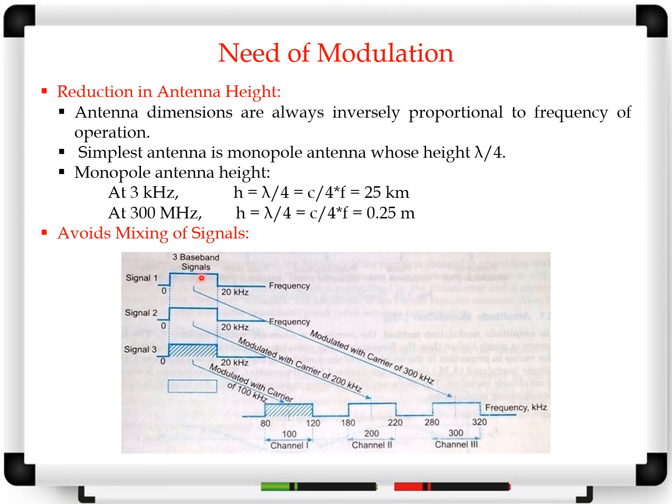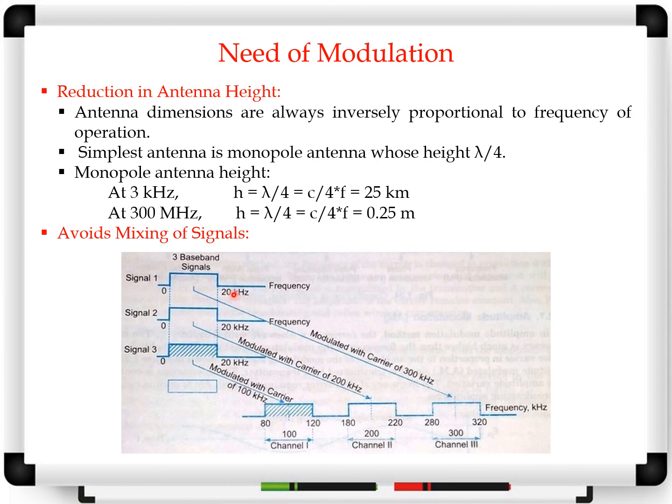Now if you transmit all these signals, the signal of tabla, then the guitar and the flute, without doing any modulation, what will happen at the receiver end? These three signals will occupy the same frequency range, that is 0 to 20 kilohertz. We cannot separate these signals from each other because they are occupying the same frequency domain.